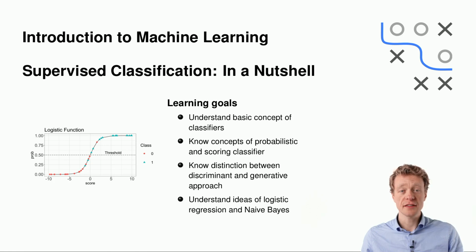In this video I will tell you about supervised classification in a nutshell. In the end, you should understand the basic concept of a classifier. You should know the concepts and differences between probabilistic and scoring classifiers. You should know about the distinction between discriminant and generative approaches, and last but not least, I hope you will understand the basic ideas of logistic regression and of naive Bayes.